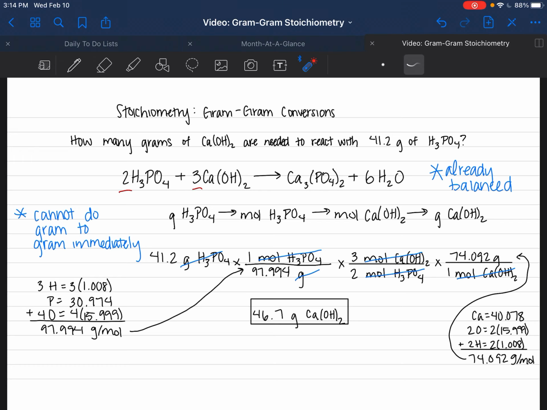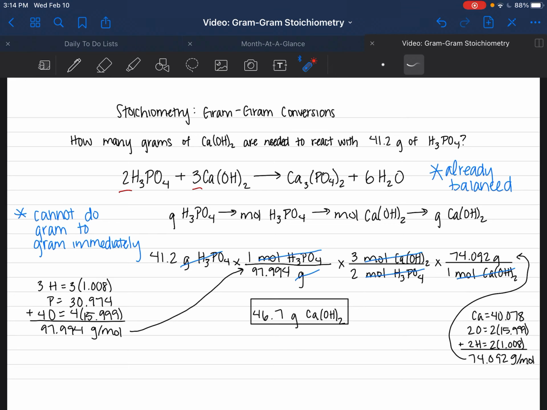This is a little bit different from mole to mole. Instead of doing a direct conversion, we have to have an intermediate step. So we'll go through what that means. So we cannot just do grams to grams immediately. Instead, we have to go from grams of phosphoric acid to the moles, so we can do a mole to mole conversion. So our moles of phosphoric acid to the moles of calcium hydroxide, and then from there we can get the grams of calcium hydroxide.